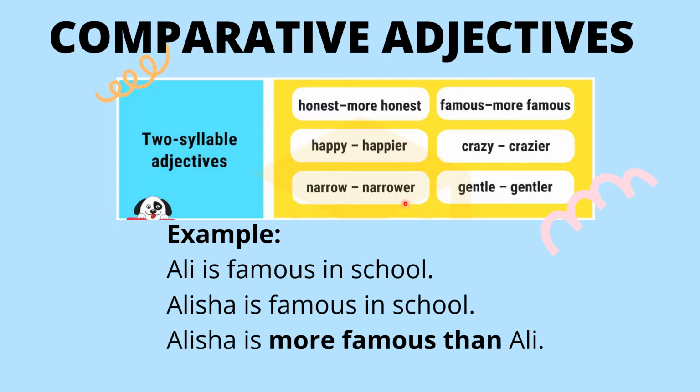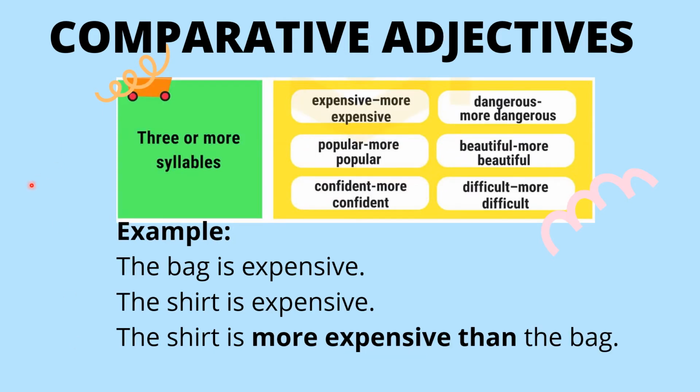But some of the words you have to add ER only. For example, narrow, you just add ER, narrower. Gentle, gentler. Okay, now let's study the example. Ali is famous in school. Alicia is famous in school. But when we want to compare between Ali and Alicia, so Alicia lebih popular, lebih glamour. So in English, we will use Alicia is more famous than Ali. So you have to use more famous than. You cannot put ER for the word famous, famouser. That is incorrect.